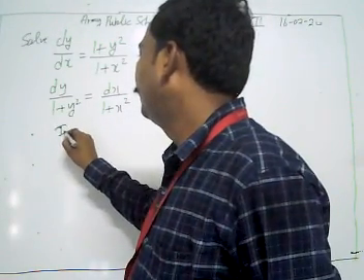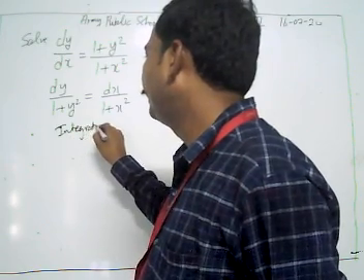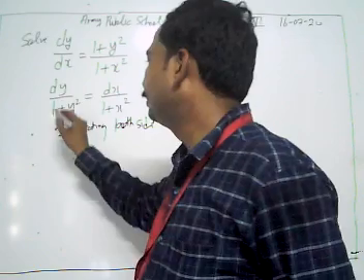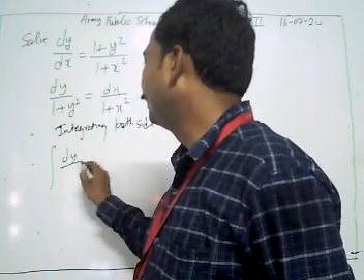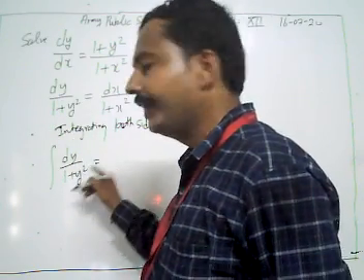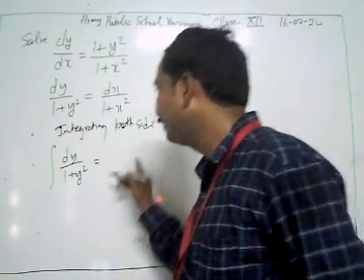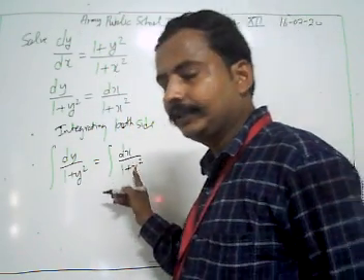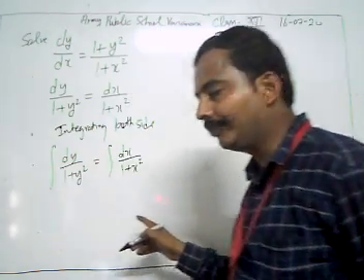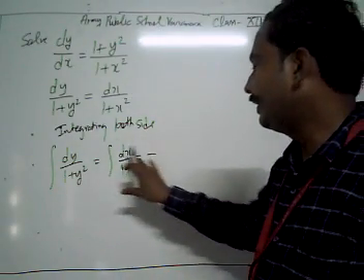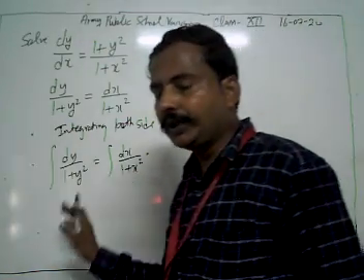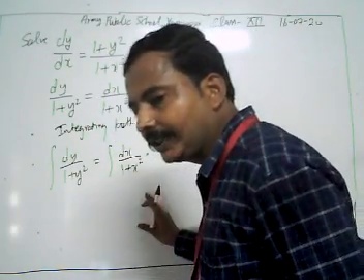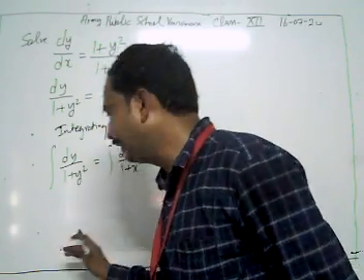Look, we integrate both sides. What I want to explain to you: integration of dy upon 1 plus y square gives tan inverse y, and integration of dx upon 1 plus x square is tan inverse x. After integration we need a constant, plus c, but we use our constant as tan inverse c because both terms come in the tan inverse form.